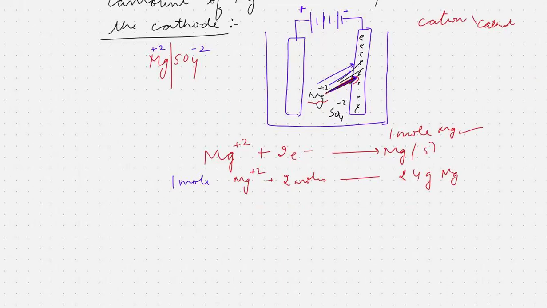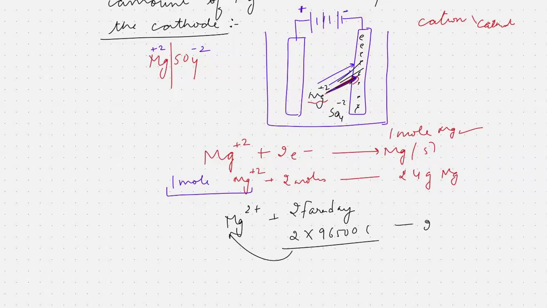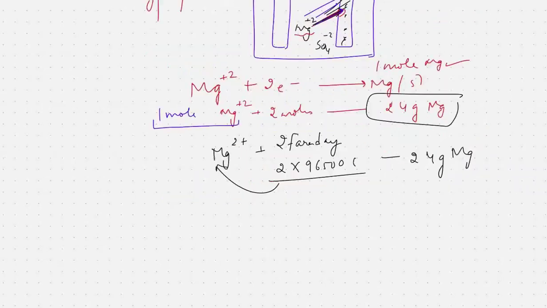So we have 1 mole of magnesium +2 ions. 1 mole of Mg+2 ions will give me what? Basically it is going to be 2 Faraday charge. Faraday charge is basically 2 into 96500 coulomb. If I provide 2 Faraday, then I am able to deposit 24 grams of magnesium, because that is 1 mole of magnesium atoms. Understood? What does that mean?